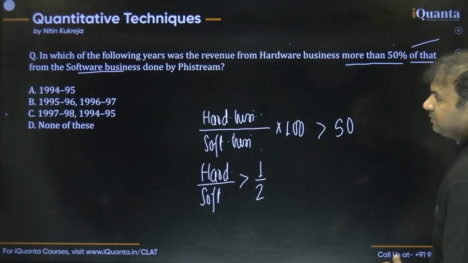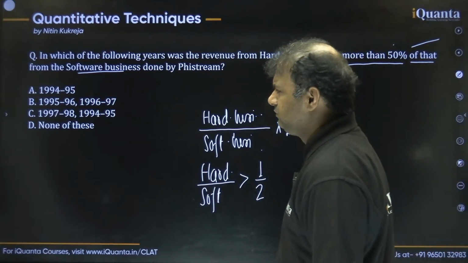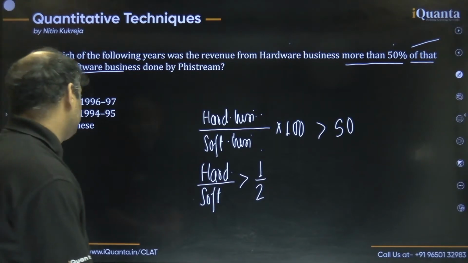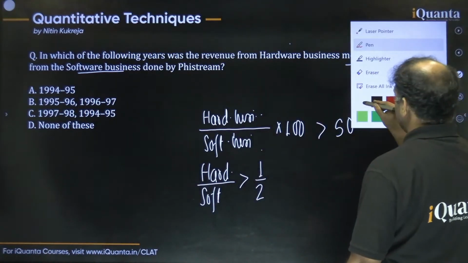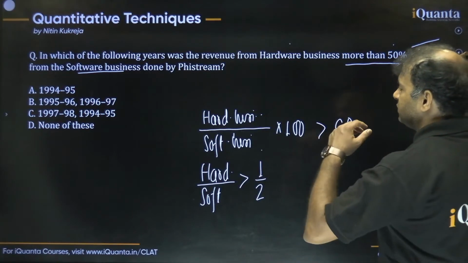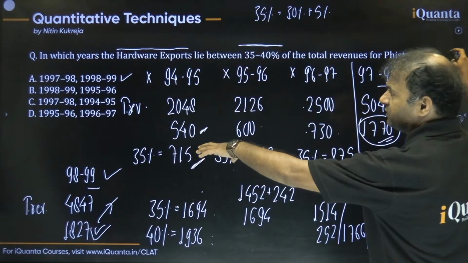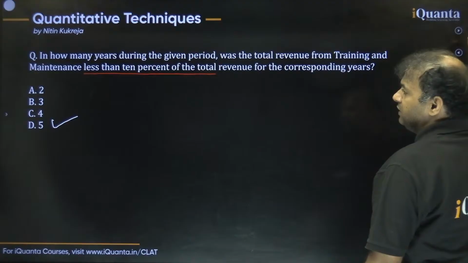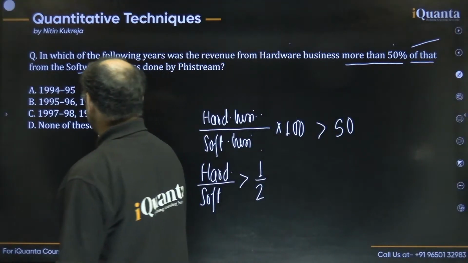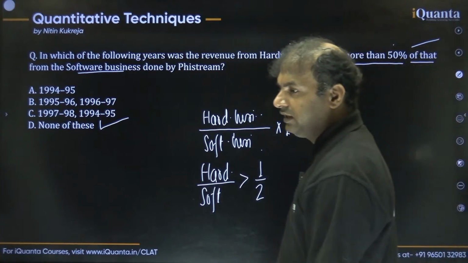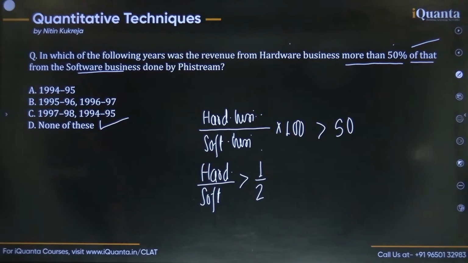Let's see which option is the best. Because 3 years are satisfying, the best option should be none of these, right? Because we know that from 96 to 98 all are satisfying. We just discussed that all three are satisfying. So the best answer here has to be option D, none of these, right? I hope this is understood to each one of you. Everyone just let me know in the chat if this is clear or not.